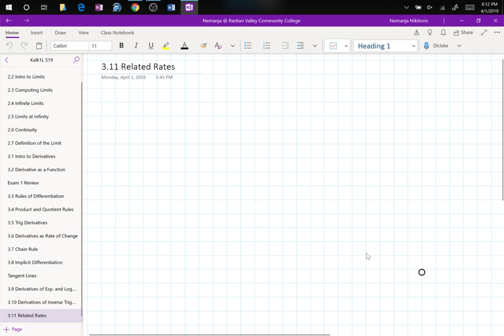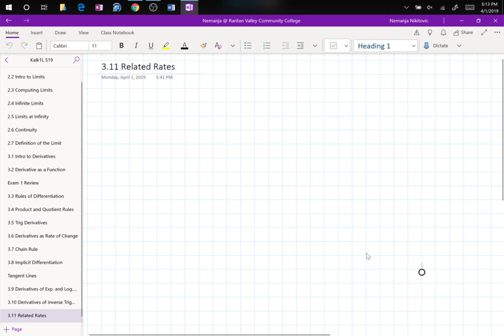Last section of chapter 3 on related rates. What do we mean by related rates? Well, rates as a derivative. Do we know that velocity is change of position over change in time? So it's a rate, right? It's a fraction. Position divided by time. Now we're going to have multiple derivatives that are related by some formula, and we're going to use that to model the world around us.